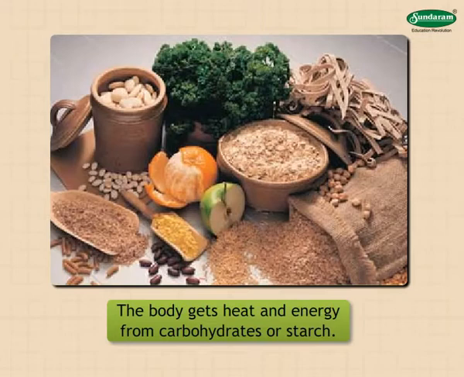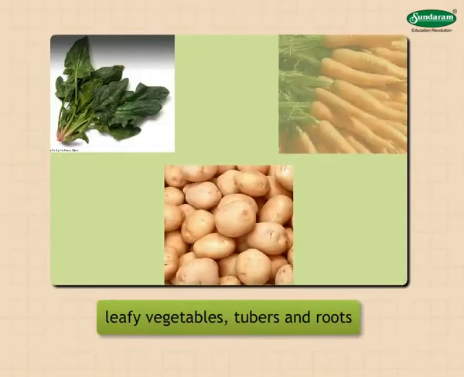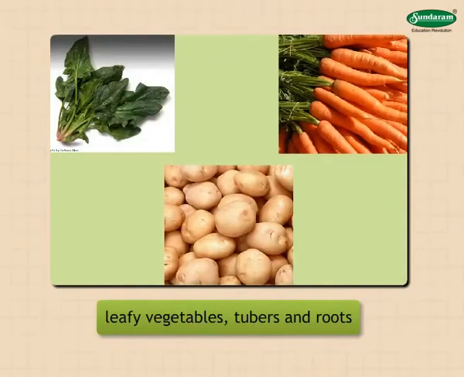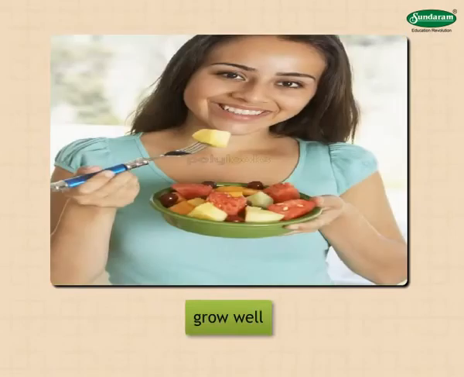Our food also includes different kinds of vegetables, including leafy vegetables, tubers, and roots. Vegetables contain salts and vitamins, which are a constituent of our food. They help our body to grow well. Our ability to fight disease, that is, our resistance to disease, improves. The different parts of our body keep working well.